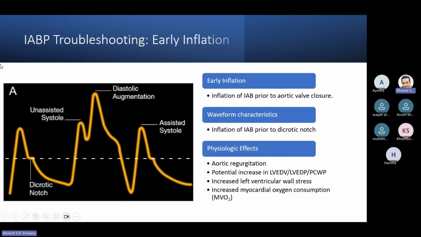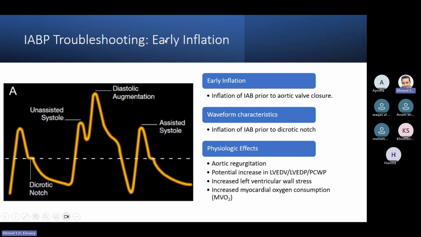Going to the first abnormality, which is the early inflation. What is meant by early inflation? You know that this is the beginning of the systolic upstroke of the arterial limb, then the systolic decline. Then you will go to the level here of the dicrotic notch. At this point, the aortic valve will start the closure. And if the inflation happened prior to the closure of the aortic valve, this is what is called early inflation.